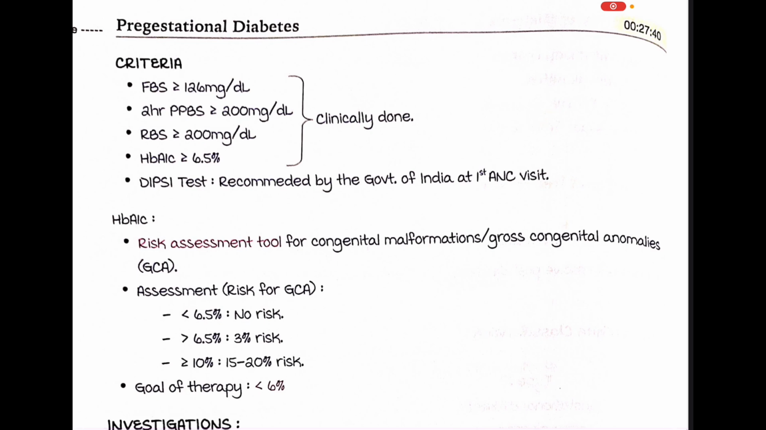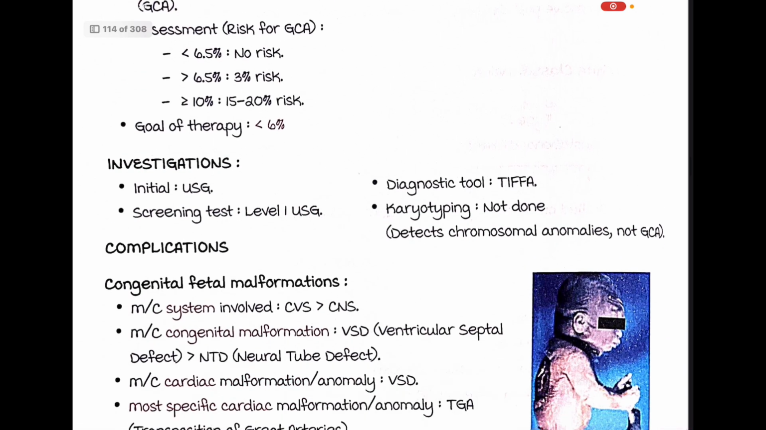HbA1c is a risk assessment tool for gross congenital anomalies. Less than 6.5%, no risk; more than 6.5%, 3% risk; and more than 10%, 15 to 20% risk. Goal of therapy is to reach HbA1c less than 6%.